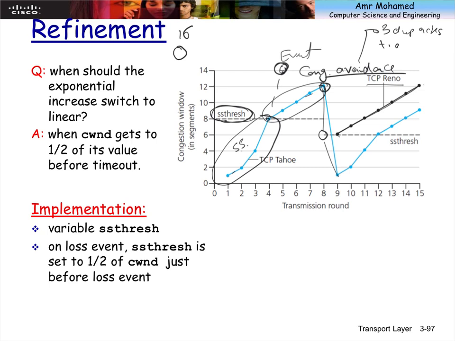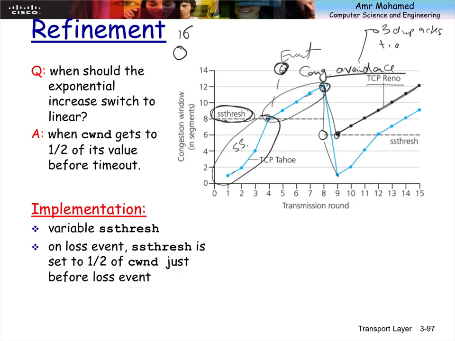TCP Tahoe, the blue line, regardless of the type of the event, will drop down to 1. TCP Reno has like one if statement: if the event type is 3 duplicate ACKs, it goes to 6 directly. It goes to the congestion avoidance phase directly and doesn't go back to the slow start phase. That's the only difference between the two, a very subtle difference.